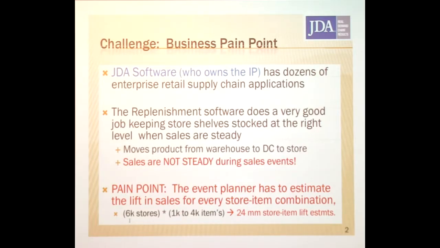So the Palo Alto Walgreens that's on El Camino and the East Palo Alto Walgreens somewhere else. And so for all of the different store locations and all the different particular items. So if you think of something like Walgreens where there's 6,000 stores and you think of 1 to 4,000 items per store, then that's needing up to 24 million store item combinations where you have to come up with a different lift estimate for each one. So that's kind of the pain point, trying to solve that, going from human estimated to something that would have a data mining model.